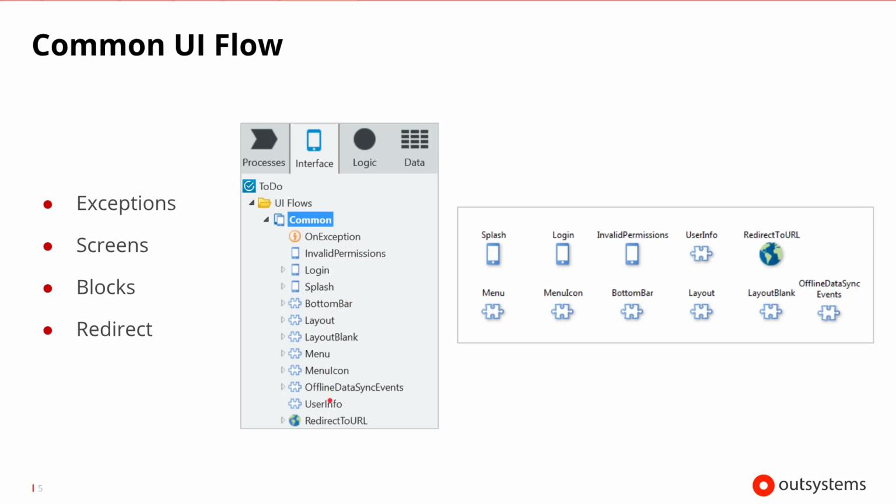lots of blocks, and we'll talk about some of these, and then the redirector at the bottom. So we can see them listed inside of the elements tree here, and if we double clicked on the common flow, it would open up inside of the editor area, and it would look like this, where we'd see a bunch of the screens, we'd see all of the blocks, and the redirector as well. So these are all the common UI flow elements that we can use and that can be leveraged inside of the screens that we build. So it's important that we know what they do and how we can use them.